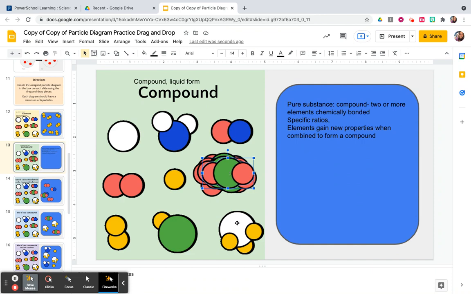We've got WEY3 is a compound, and GY would be a compound. Okay? So any of them that had two or more substances combined were compounds.